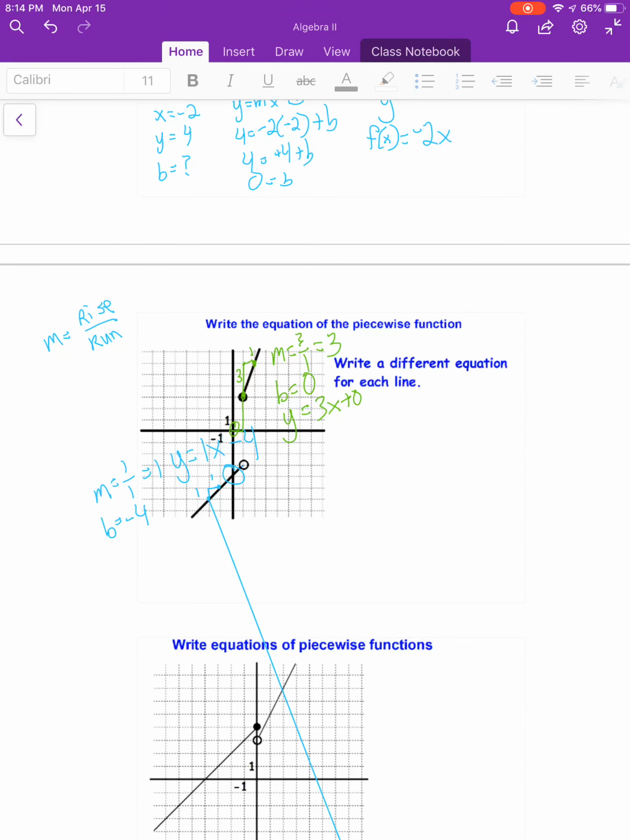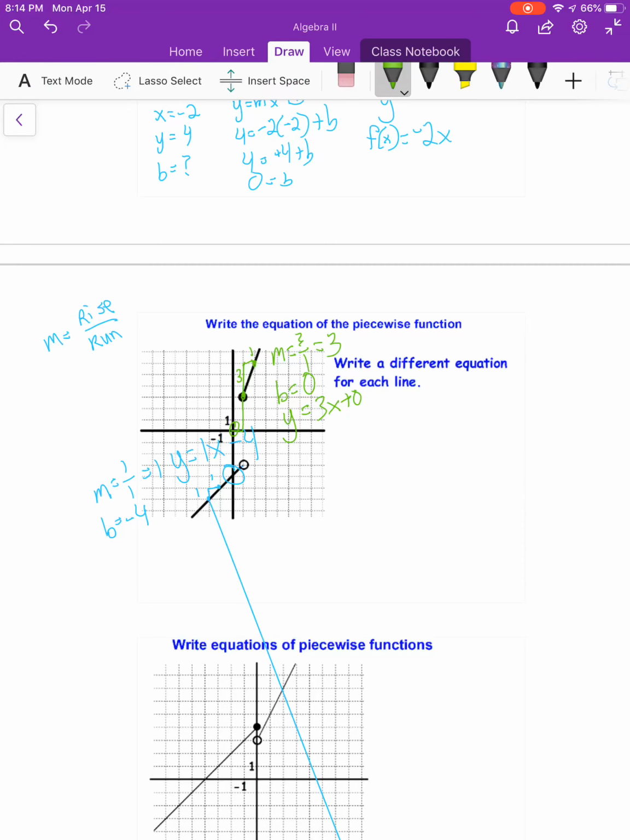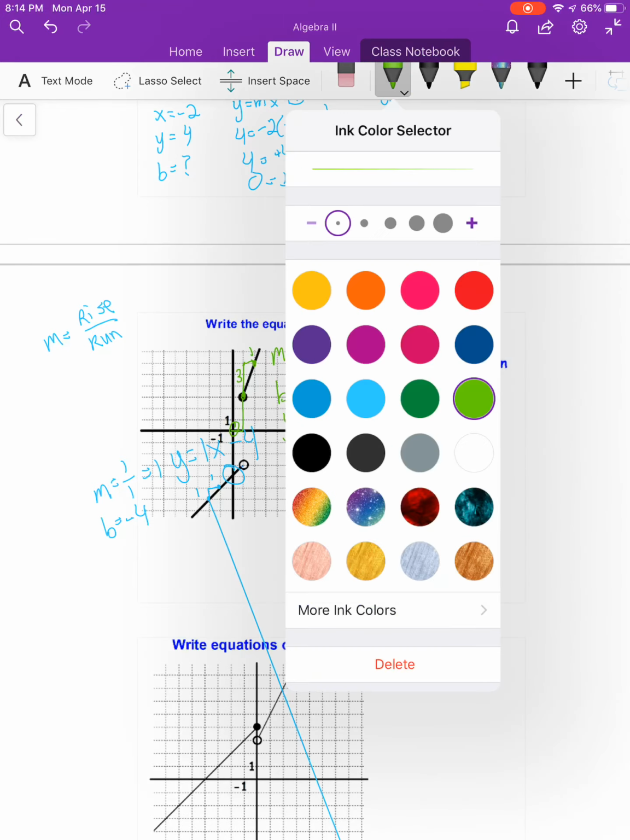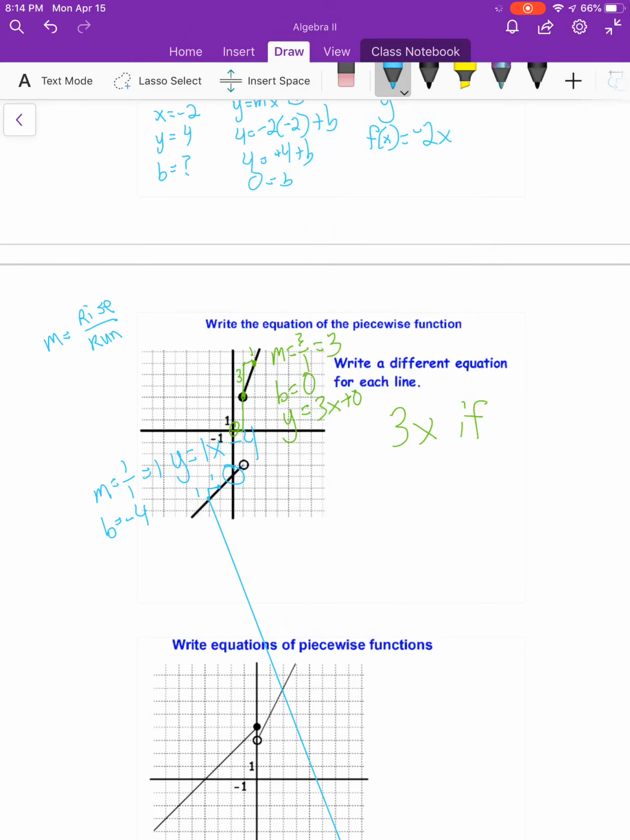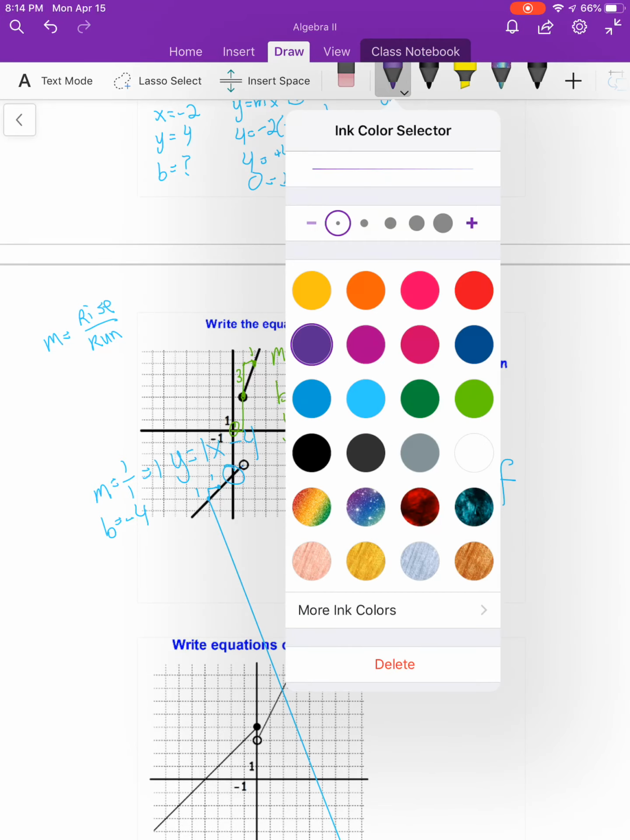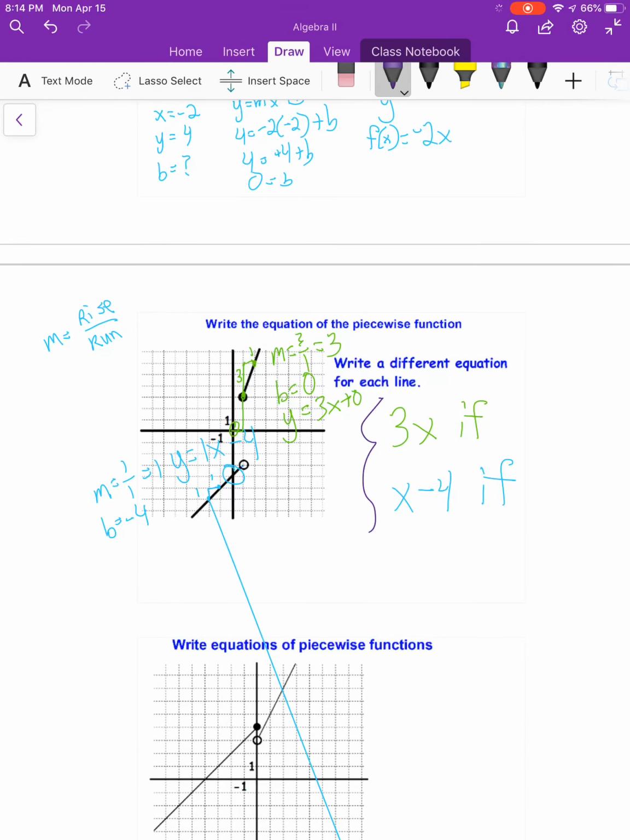So when it comes to writing the piecewise, I've got, okay, here we go, in green, I've got that up, 3x. I'm going to have if behind that. Okay, I'll leave that for a second. I'll put my other equation, x minus 4, and I'm going to put another if behind that. Put them together, and I've got my piecewise function of whatever you want to name it. I'll name it f of x again.